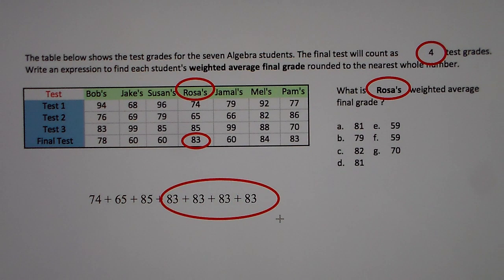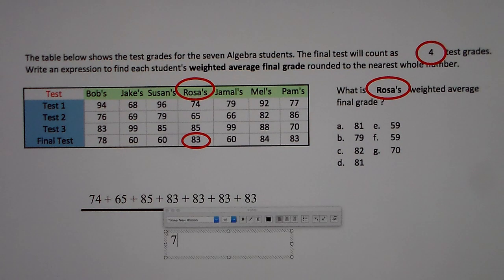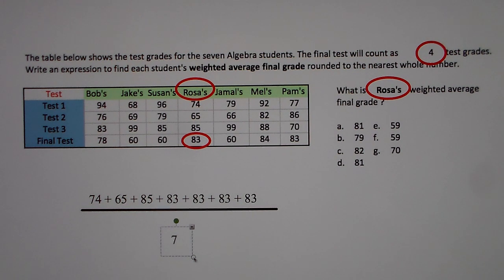As you can see, the plus 83 happens 4 times. Now, just like we did before on regular averages, we're going to add them all up and then divide by the amount. So we do 74 plus 65 plus 85 plus 83 plus 83 plus 83 plus 83. We divide by 1, 2, 3, 4, 5, 6, 7. We're dividing by 7 because there's 7 test grades that are being averaged out here.